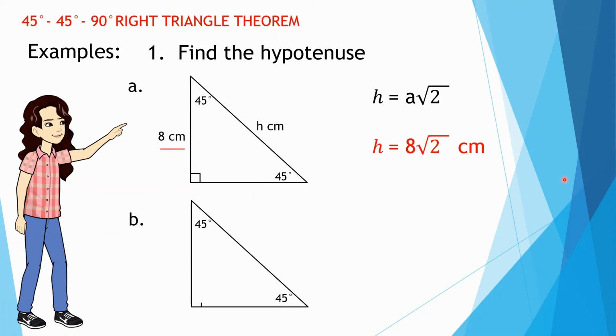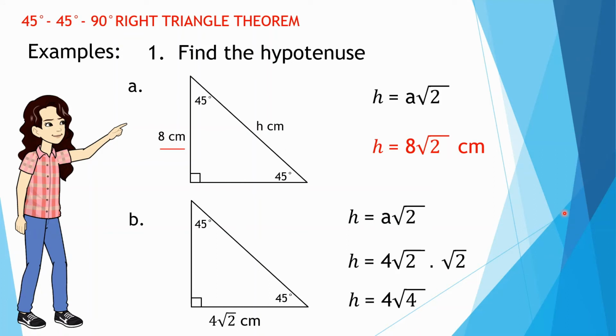How about the next one? Our given of a, or leg, is 4 square root of 2 centimeters. So our h is equal to a square root of 2. We are going to substitute 4 square root of 2 into a. So it becomes 4 square root of 2 times square root of 2. Then we multiply: square root of 2 times square root of 2 is square root of 4. Then square root of 4 is 2. Then 4 times 2 is 8. So your hypotenuse here is 8. You just only multiply by square root of 2.